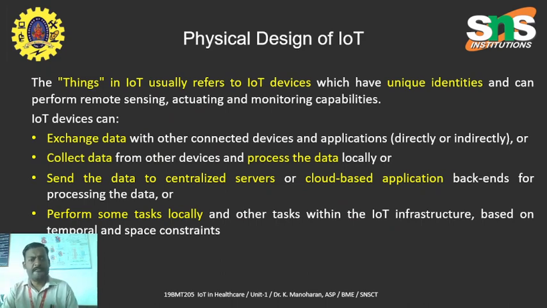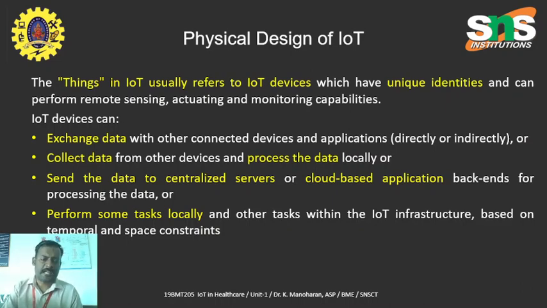Next will be the physical design of IoT. The thing in IoT usually refers to an IoT device which has a unique identity and can perform remote sensing, activating and monitoring capabilities. Sensing means getting the information from the sensors. Activating means activating the output devices. And the third one, monitoring capabilities: continuously it monitors the parameters of real-world signals.